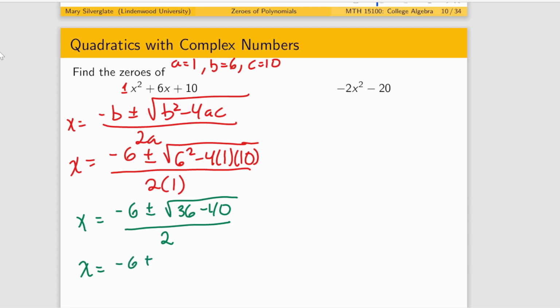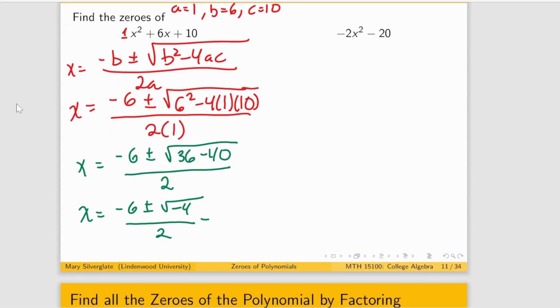36 minus 40 gets us -4. Now we want to simplify the square root of -4, so that becomes -6 plus or minus the square root of 4 times the square root of -1. The square root of 4 gets us 2. And the square root of -1 by definition is i.